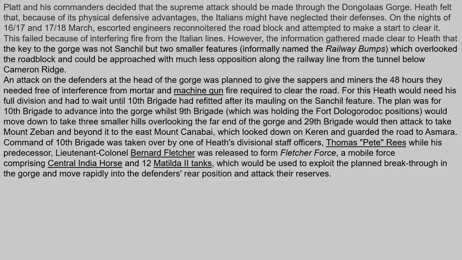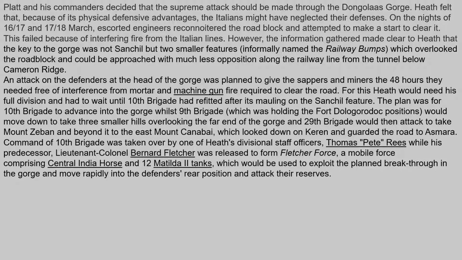However, the information gathered made clear to Heath that the key to the gorge was not central, but two smaller features, informally named the railway bumps, which overlooked the roadblock and could be approached with much less opposition along the railway line from the tunnel below Cameron Ridge. An attack on the defenders at the head of the gorge was planned to give the sappers and miners the 48 hours they needed, free of interference from mortar and machine gun fire, to clear the road.